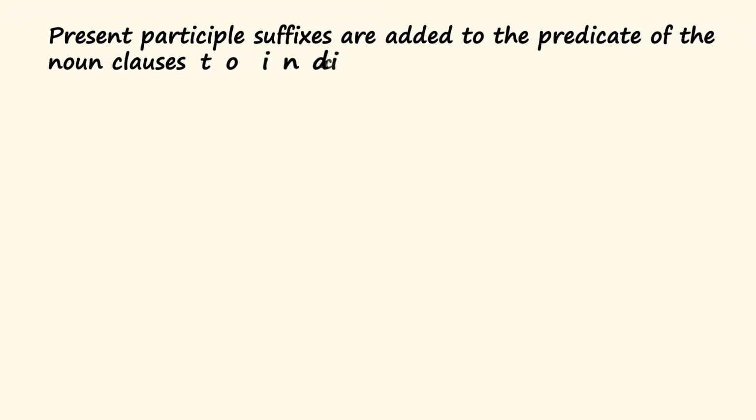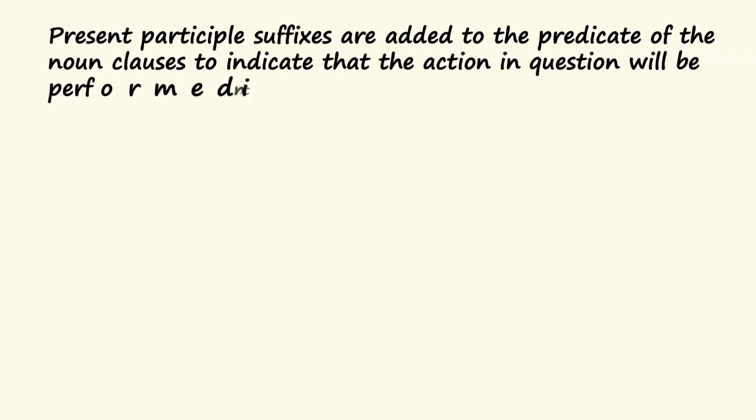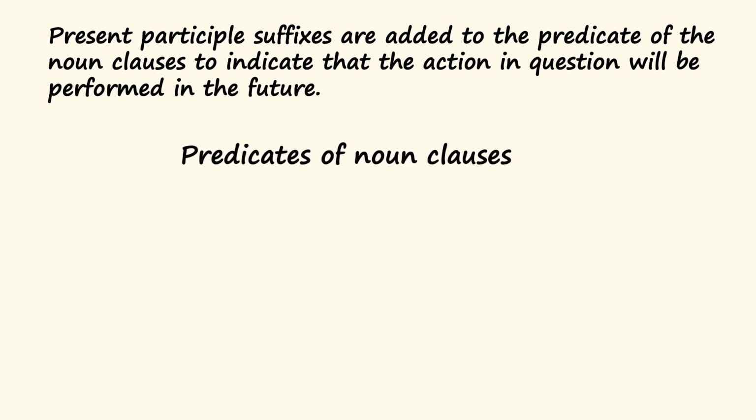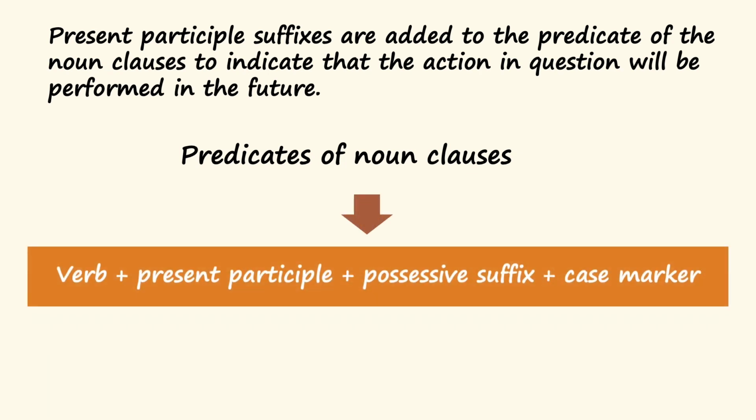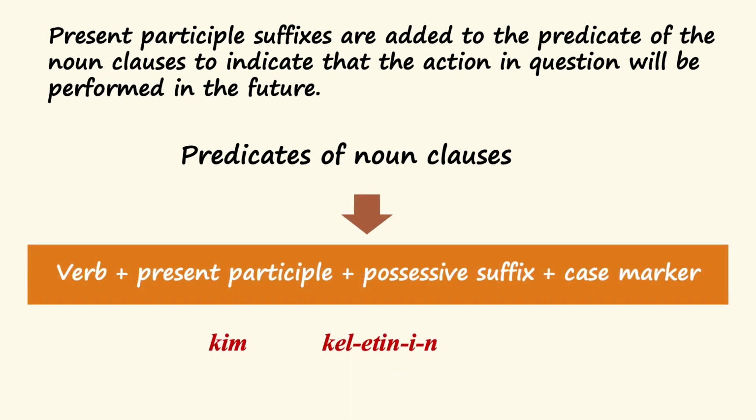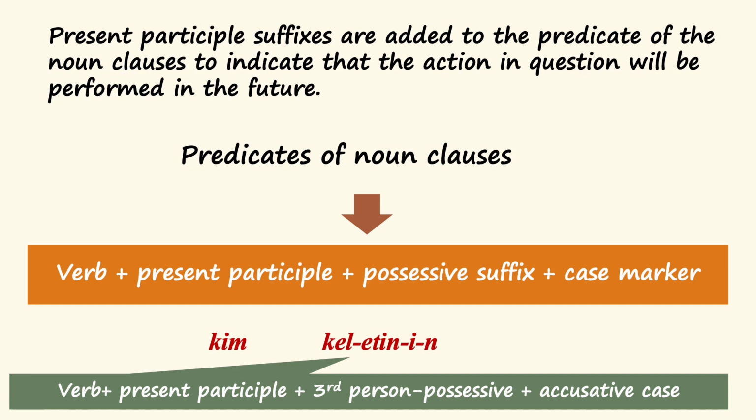The present participle suffixes can be added to the predicates of the noun clauses to indicate that the action in question will be performed in the future. In such cases, the present participle suffixes should be followed by the possessive suffix and the case markers, depending on the function of the noun clauses to their main clauses.